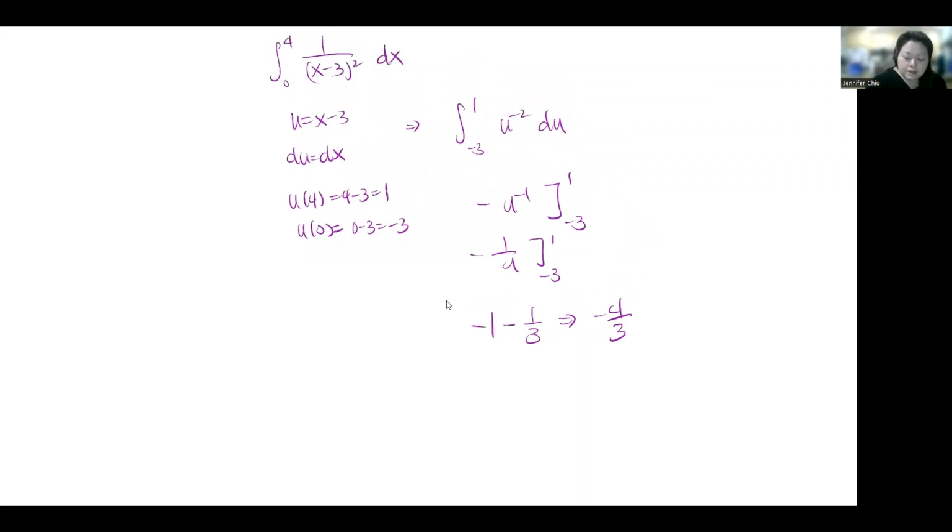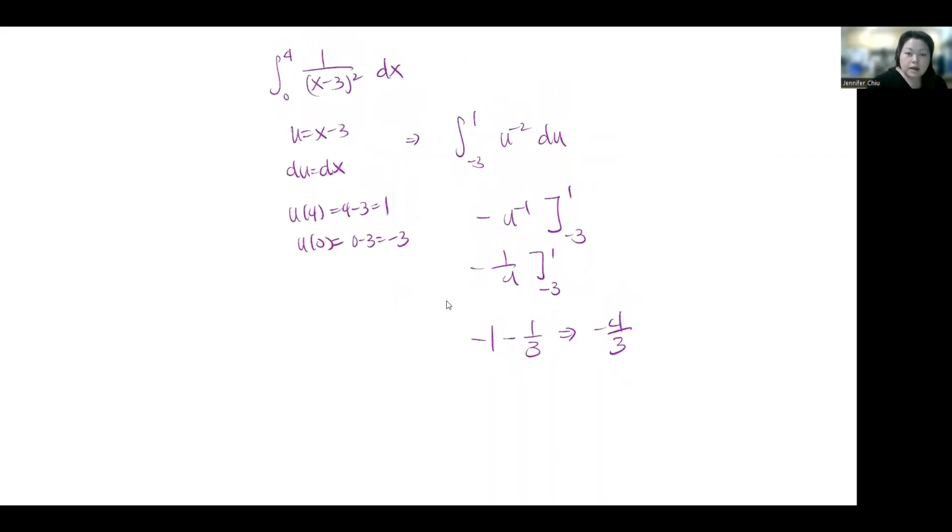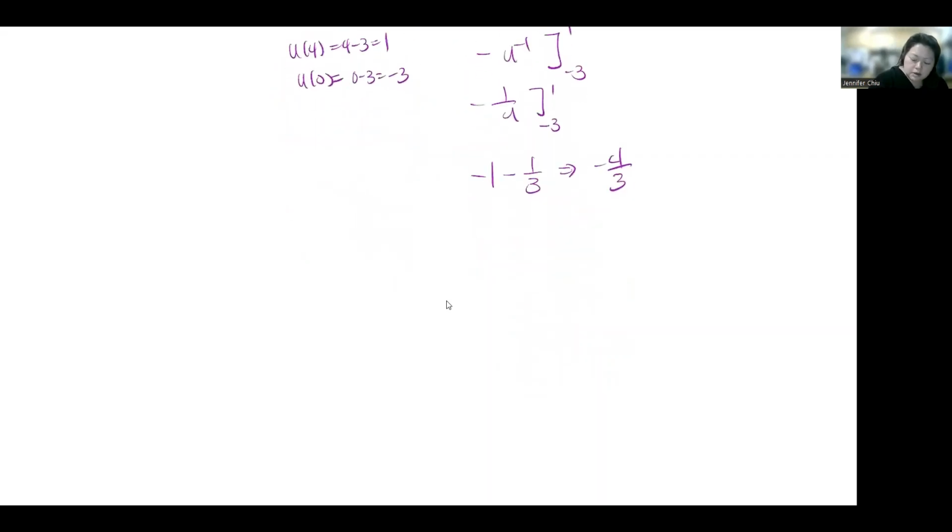But if you were to graph this function, 1 over (x minus 3) squared, you would see that it has an asymptote here, and here is your function. First of all, my function is completely above the x-axis, so my area should be positive. Secondly, the region I'm looking at is from 0 to 4, so I'm looking at this whole thing, and it's going all the way up to infinity. So not only is my area not negative, my area actually doesn't end.